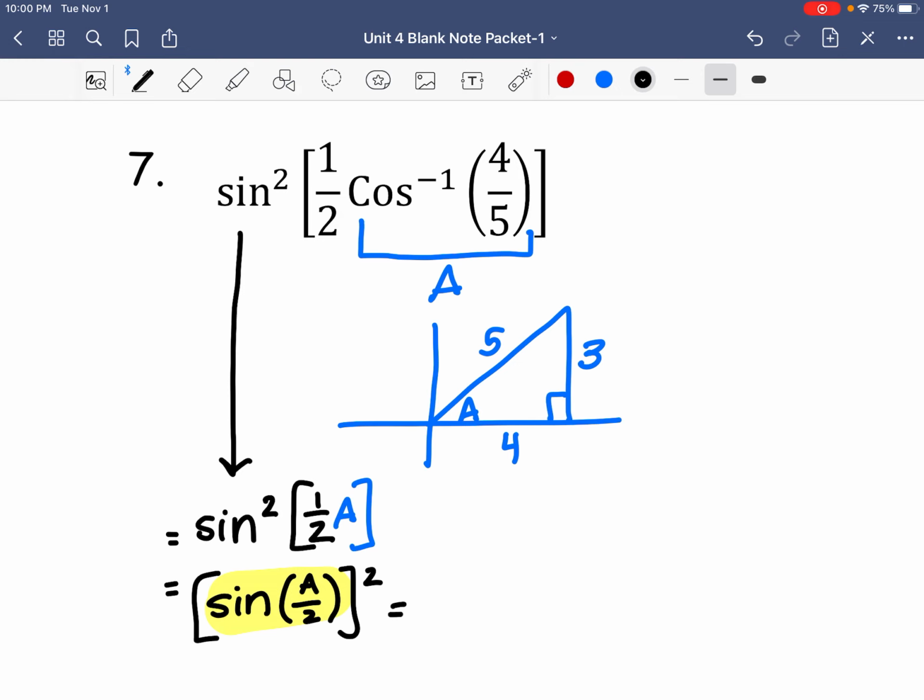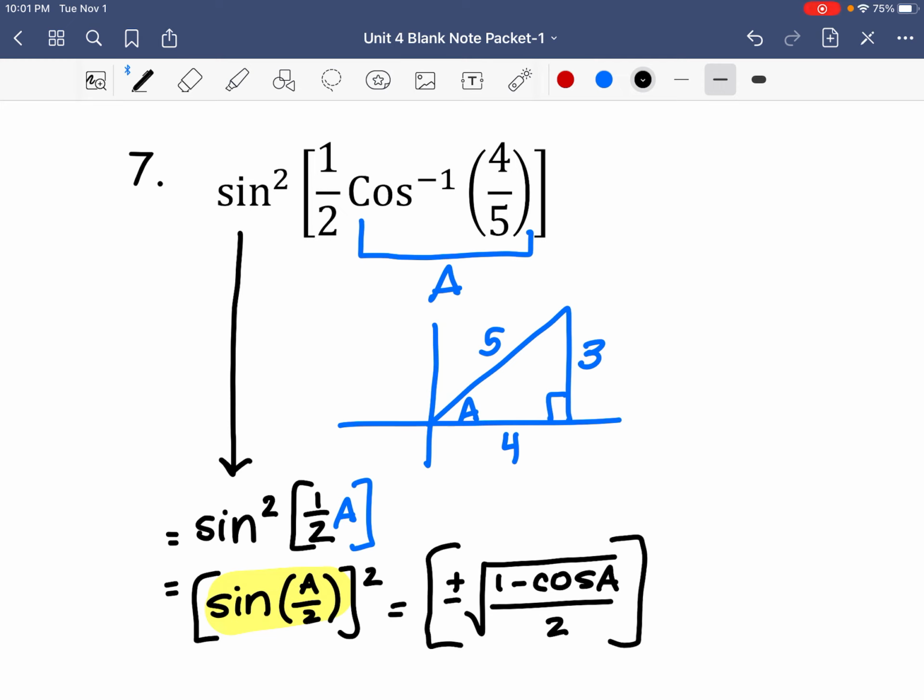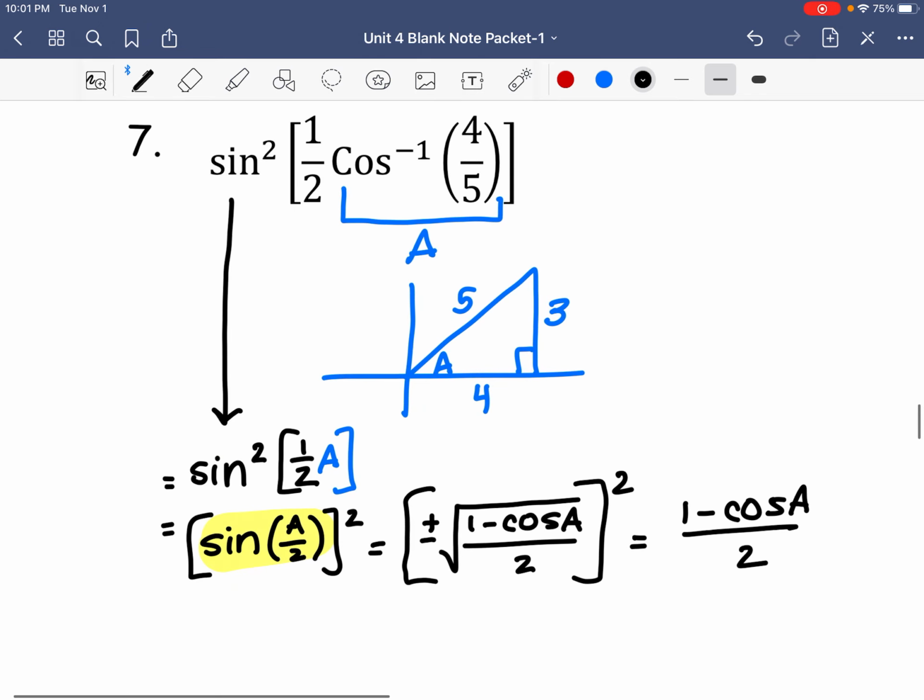This is your sine half angle formula. So the half angle formula is plus or minus the square root of 1 minus the cosine of A all over 2. Now, we still have this squared. That squared is actually going to help us out because it takes this whole thing and squares it. A square root squared cancels each other out. Also, whenever you square something, it's always positive. So this is really just 1 minus the cosine of A all over 2.